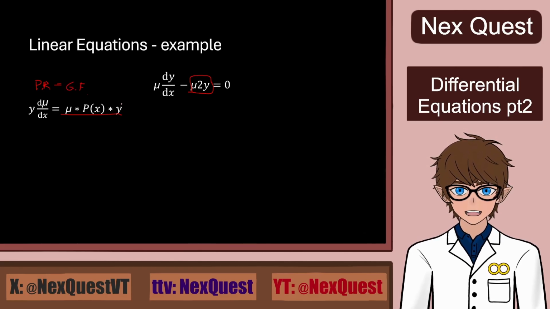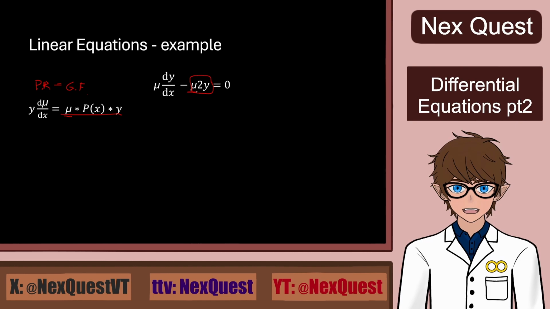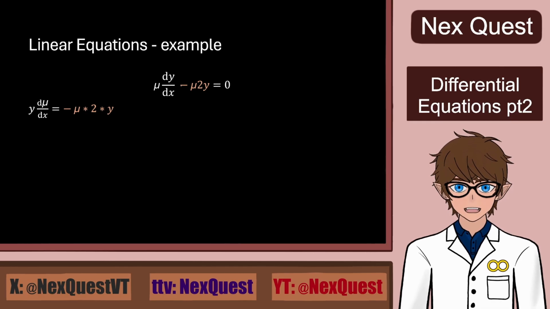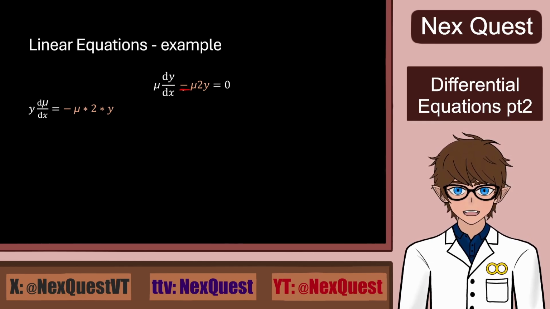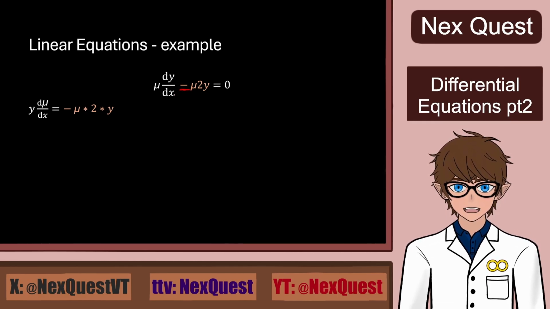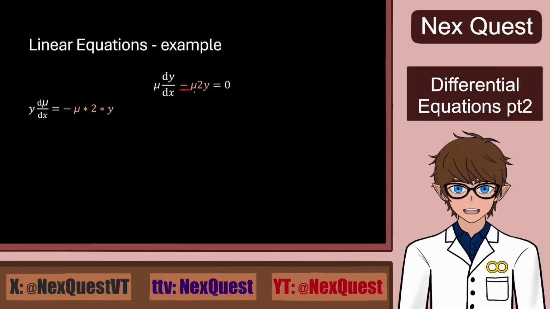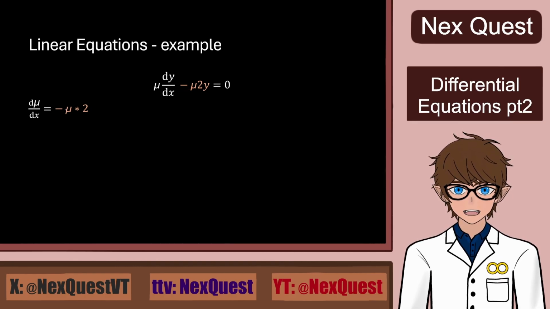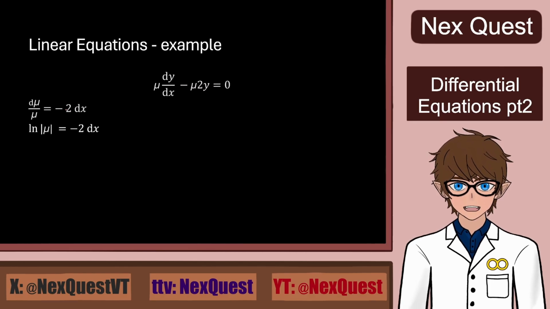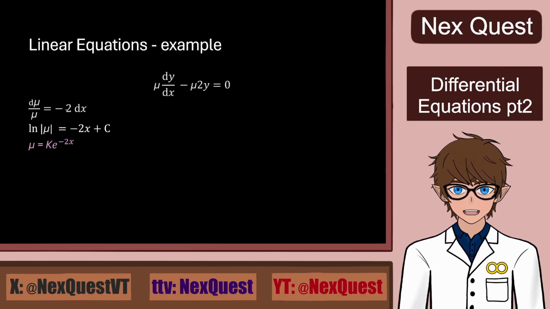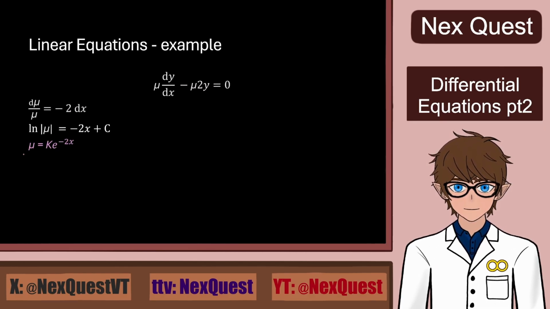And then I'll just fill in what I have. So we have mu, okay, we have y, perfect. So our p of x must be 2. So like this. Oh, sorry, minus 2, because, well, there's another minus in between them. So I fill that in, and now we cancel out the y's, and simply move mu's to the same side, integrate, and we get this, solve for mu, anti-logarithmate, and we get this.